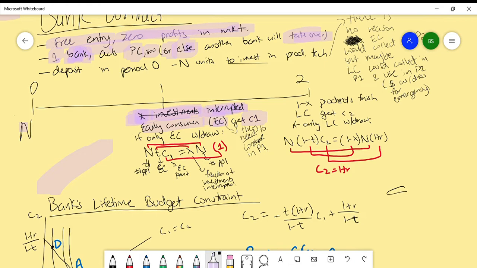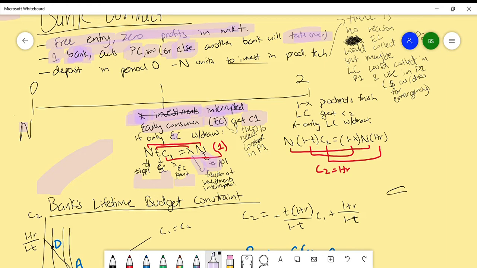Now, if only the early consumers withdraw, then we have this condition: the total number of people times the probability that they are early consumers, times the early consumers' payment C1, equals the number of projects that are stopped times the number of people. Now this might look really odd, and you might wonder what this even is.